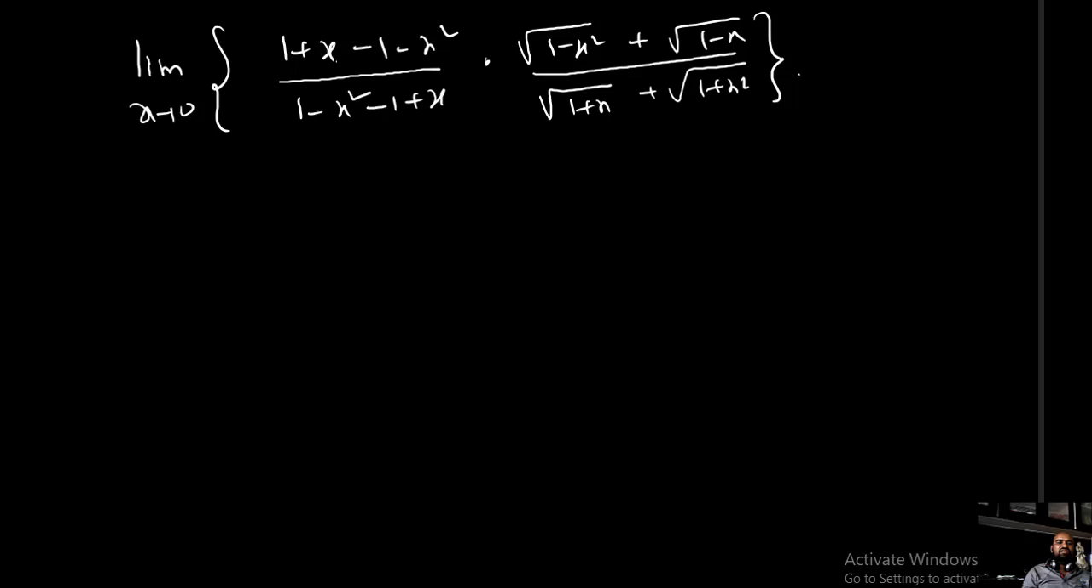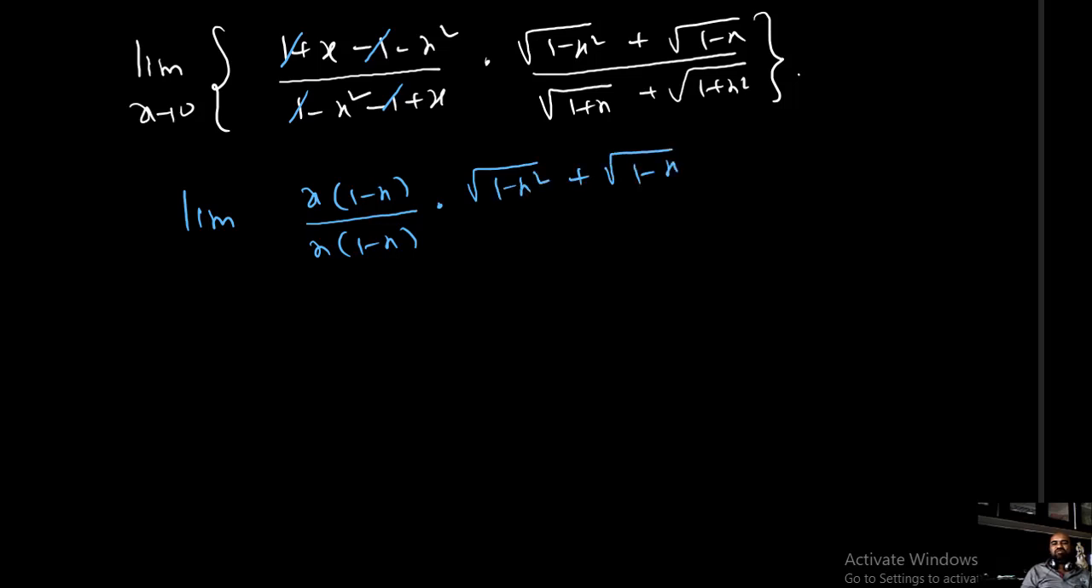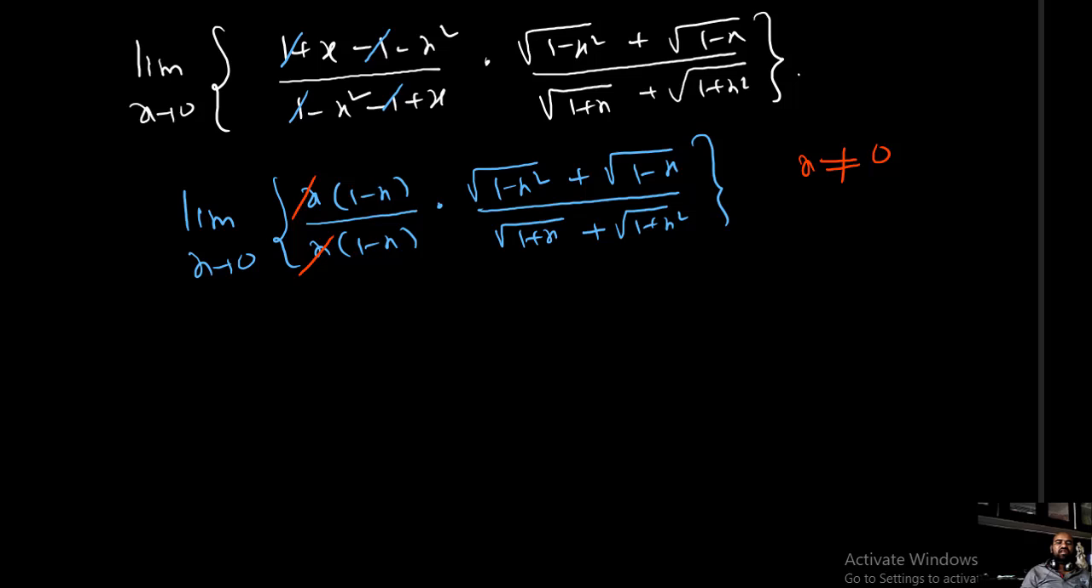Now observe, students, here 1 gets cancelled, here 1 gets cancelled. Limiting value of x times (1 minus x), with x taken common, into root over 1 minus x square plus root over 1 minus x by root over 1 plus x plus root over 1 plus x square, x is tending to 0. Students, I can cancel this x, the reason is x is not equal to 0, so I cancel these two also. x is only tending to 0.